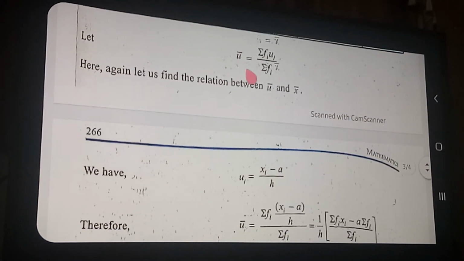Therefore, in the same way that you have studied d bar is equal to sigma fi di by sigma fi, here u bar is equal to sigma fi ui by sigma fi. So at this point, the derivation of the formula is coming. Okay, let us go through the derivation properly. See here.